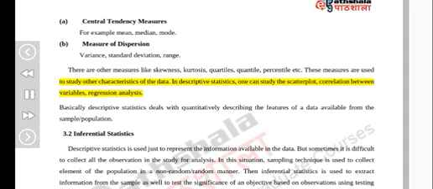In descriptive statistics, one can study the scatterplot, correlation between variables, and regression analysis. Basically, descriptive statistics deals with quantitatively describing the features of the data available from the sample population.